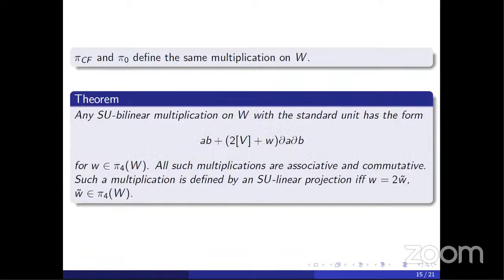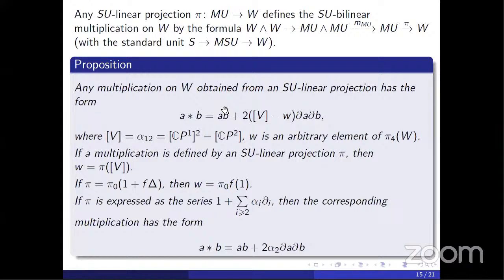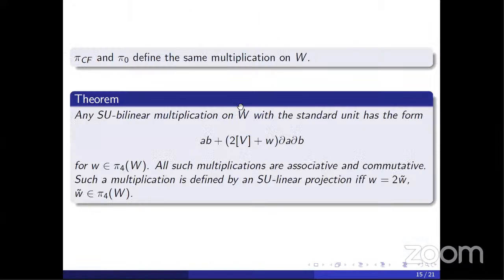And as we know, SU bilinear operation in MU, we can obtain the following result about all SU bilinear multiplication on W. Any SU bilinear multiplication with the standard unit has this form. All such multiplications are associative and commutative. And such a multiplication is defined by an SU linear projection if and only if this summand is divided by 2. In this case, here we have a common 2. And here we have 2 only with B, but W without 2. And if W is divided by 2, we have a multiplication defined by an SU linear projection.